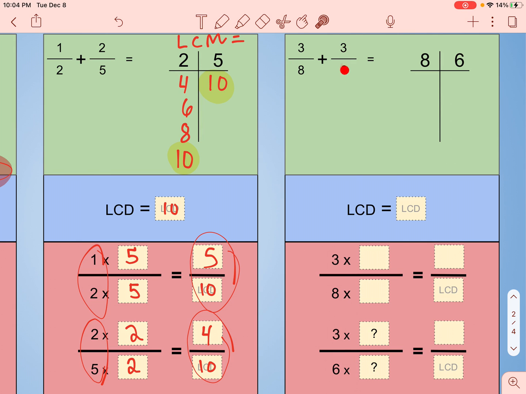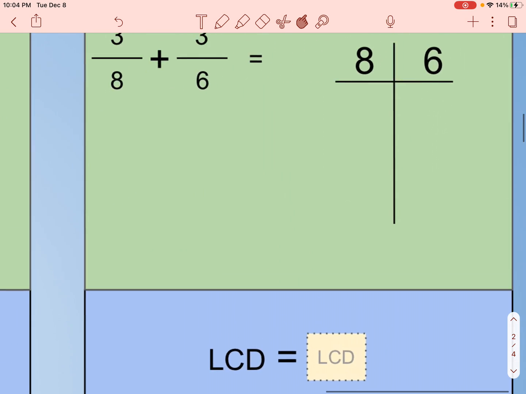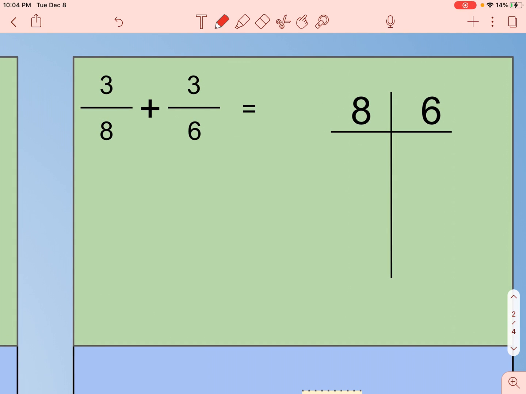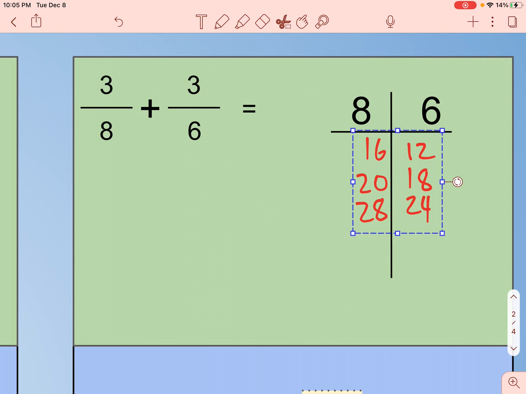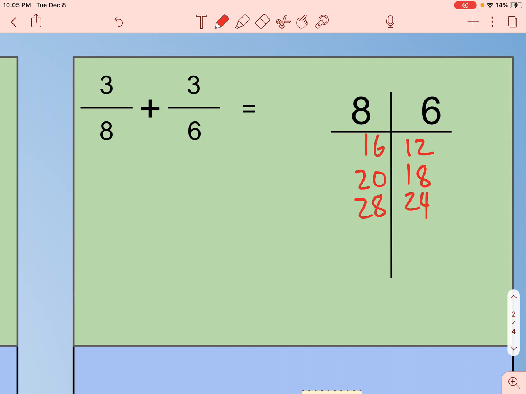Okay, 3/8 plus 3/6. Let's zoom in here. All right, let's find the lowest common multiple of 8 and 6. That'd be 6, that'd be 12, 16, 18, 20, 24, 28. I'm going to shrink this down a bit. It's going to get a little bit too big here in a minute. There we go. All right. Where were we? 30, 36.